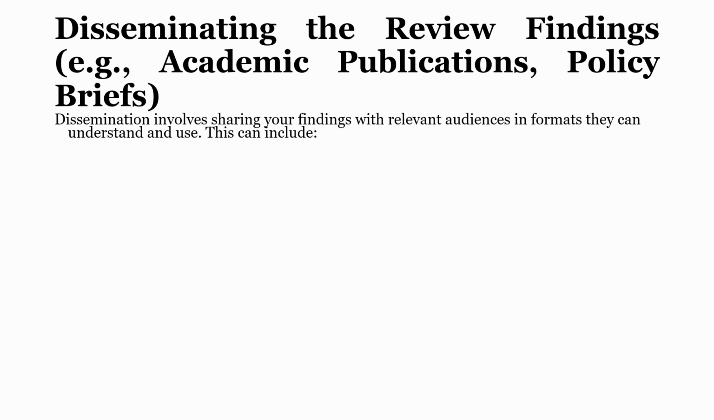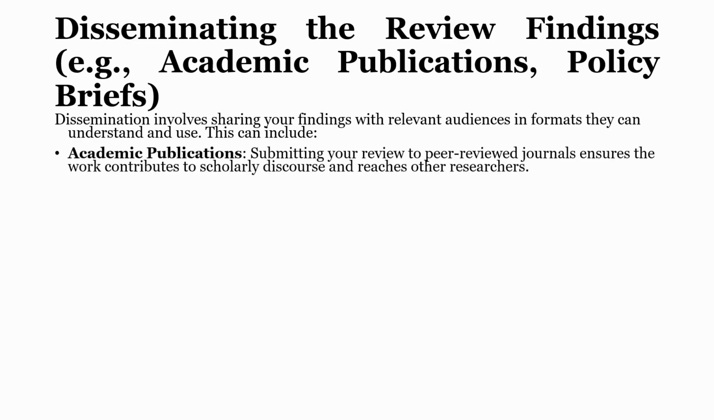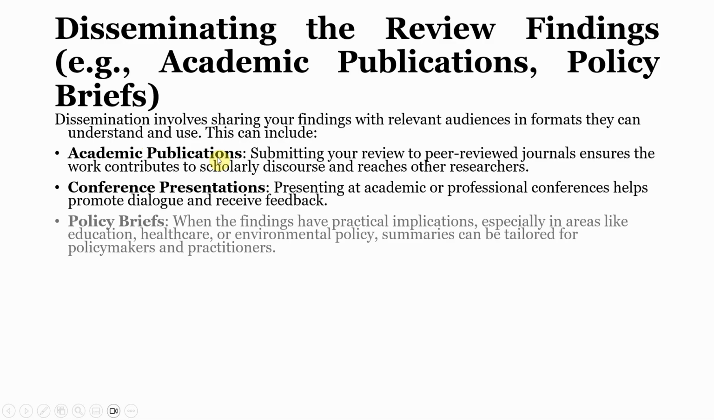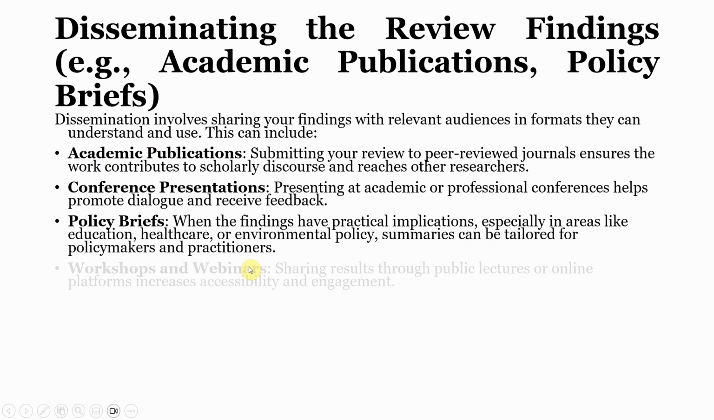Now, disseminating the review findings. Dissemination involves sharing your findings with relevant audiences in a format they can understand and use. This can include academic publications. You can submit your papers to top-tier peer-reviewed journals. You can submit for conference presentations, which are later published in academic publications as well. You can have policy briefs when the findings have practical implications, especially in areas like education, healthcare, or environmental policy. Summaries can be tailored for policymakers and practitioners.